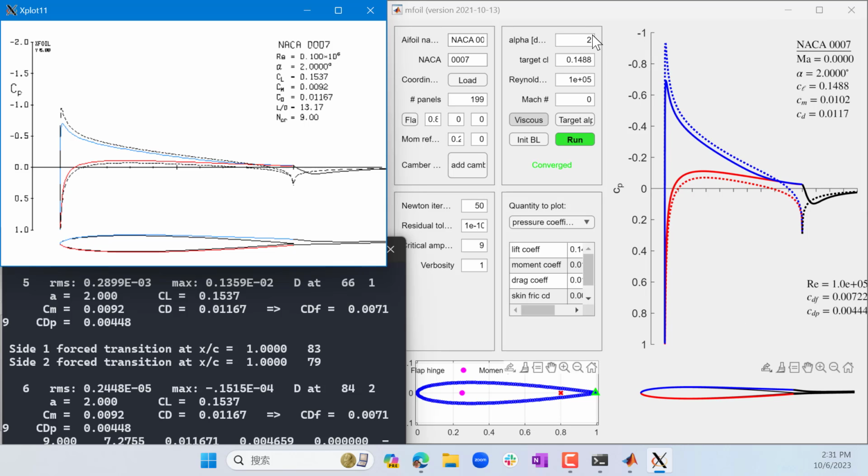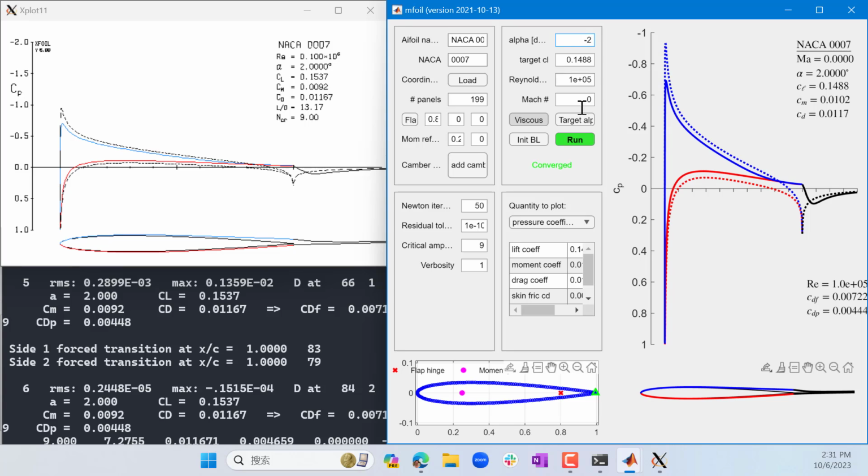Okay, so if you put in a -2 degrees angle of attack and run it, and look at the trailing edge, what's going to happen? The lower side now has a thicker boundary layer, right? So the airfoil is going to behave as if it is at like -1.5 degrees. All right.